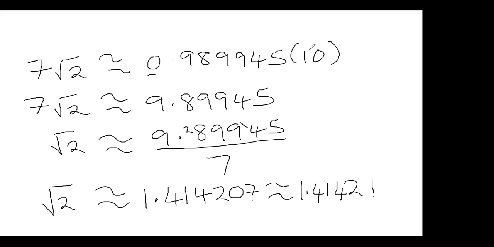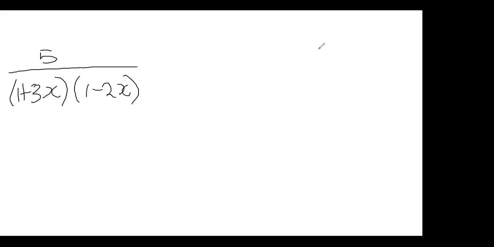We can start it. So we are saying we want to expand 5 over (1 + 3x)(1 - 2x) as a series of ascending powers of x. In the first part, they're saying A, giving the first 4 terms, then B, the range of values of x for which the expansion is valid.